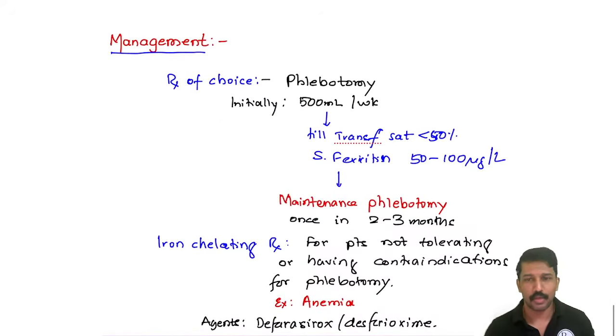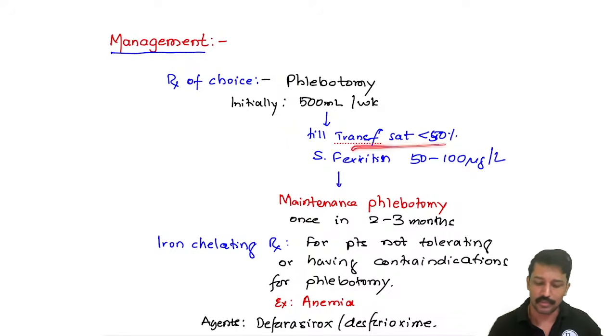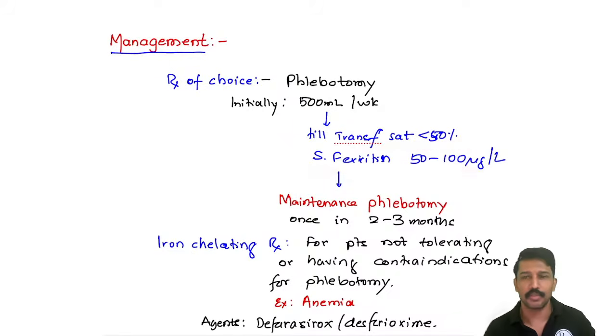Once I've diagnosed, now I know that my patient's organs are burdened with a high amount of iron, so I need to bring that iron down. For that, the treatment of choice is going to be phlebotomy. We will make the patient bleed repetitively. Every week, 500 ml of blood is removed from the patient's body till I achieve my target transferrin saturation and ferritin values. Once it is achieved, we will put the patient on maintenance phlebotomy.